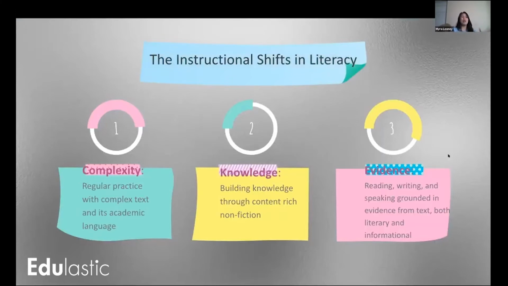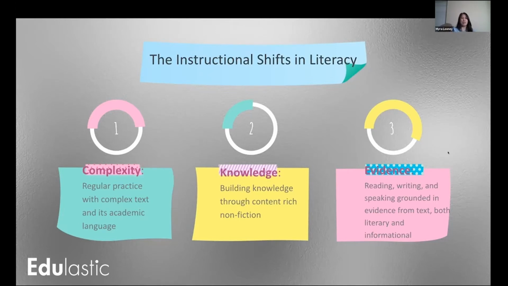So throughout the years, with Louisiana, we have been trying a lot of different things, but most recently, we have been talking about the instructional shifts in literacy, and we are really seeing the need for complex text. So we have complexity, knowledge, and then evidence. These are the three instructional shifts in literacy right now.